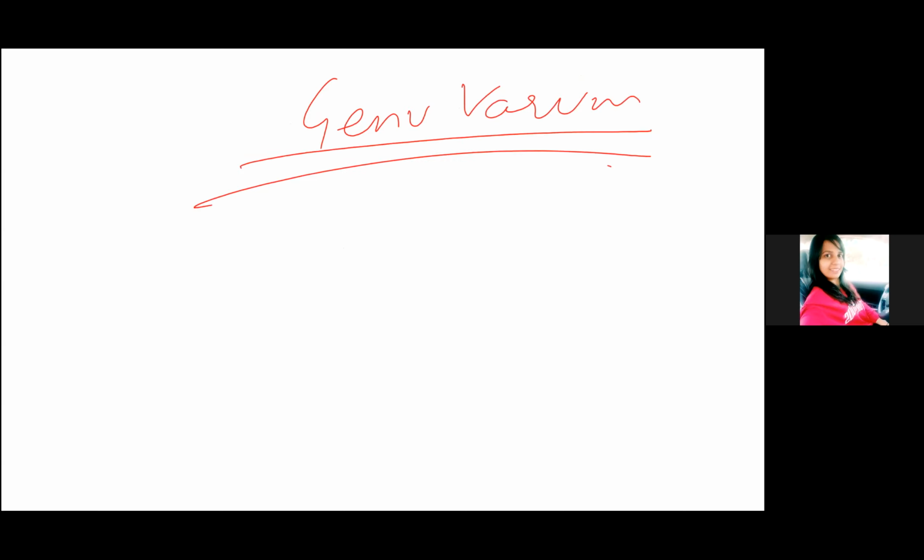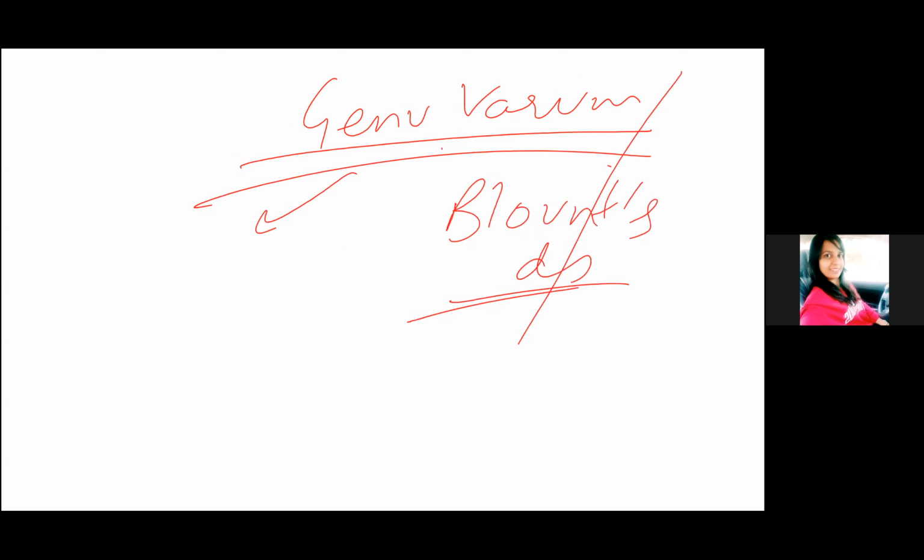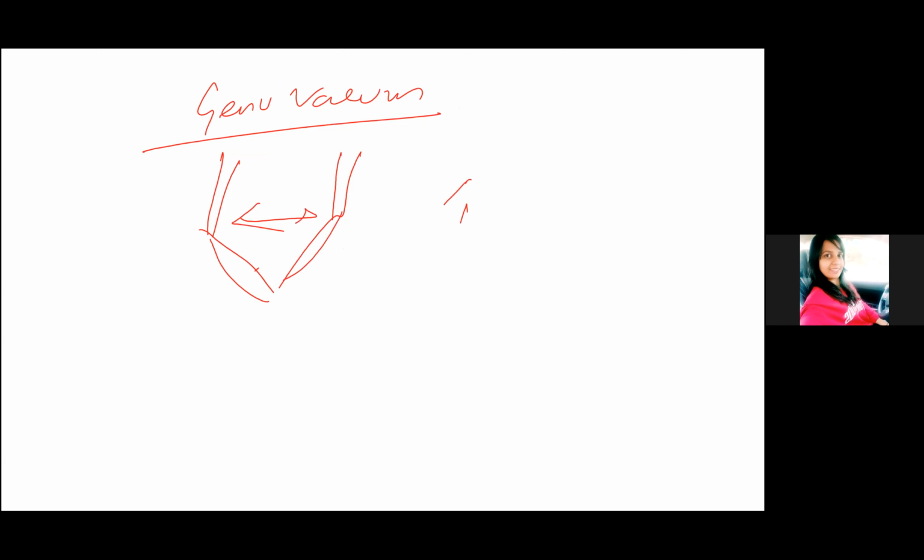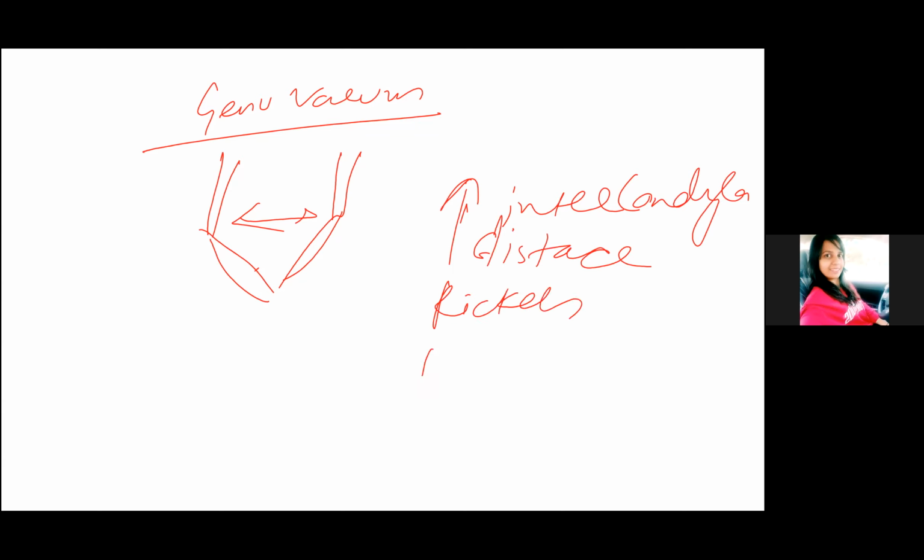Next topic is genu varum. We can have either genu varum or we can have Blount's disease. Firstly, in genu varum, what happens? There is an increase of intercondylar distance. It can be seen in rickets, it can be seen in Blount's disease, as I have said earlier.